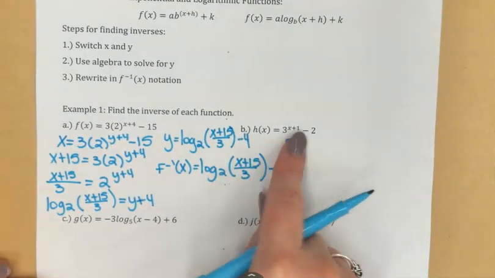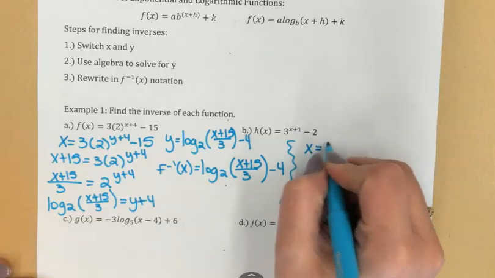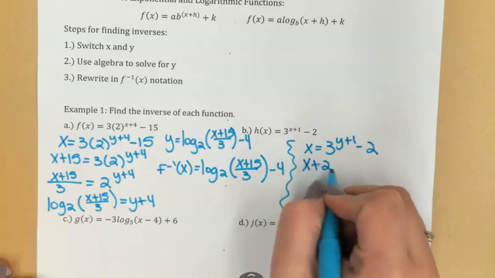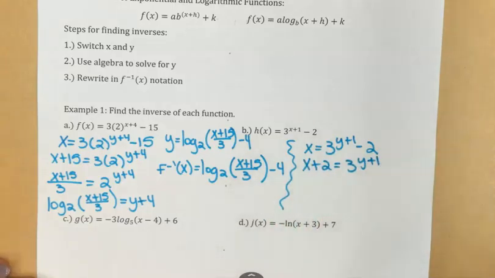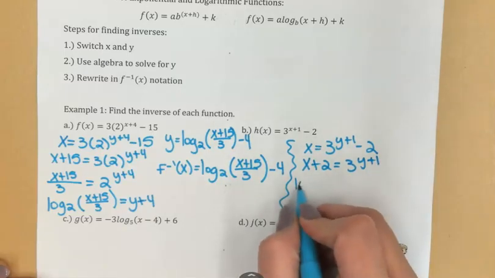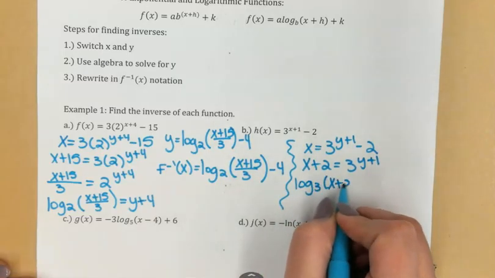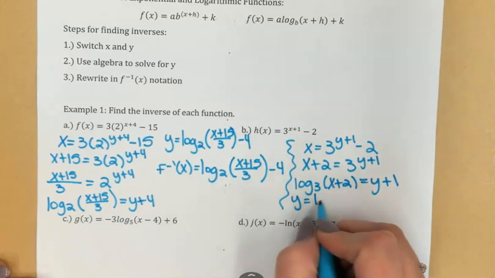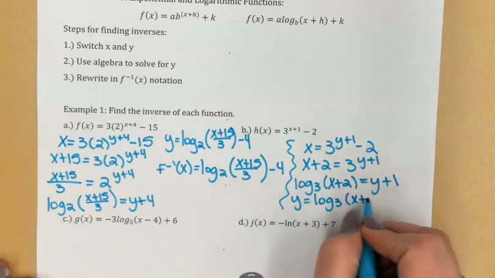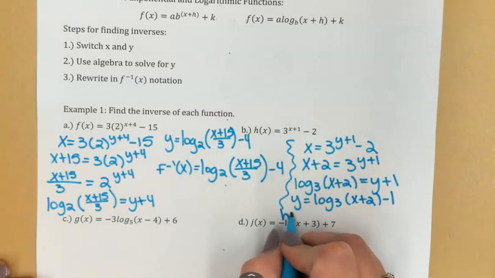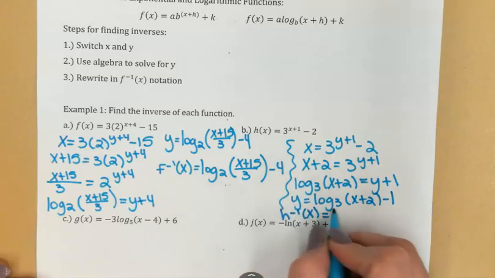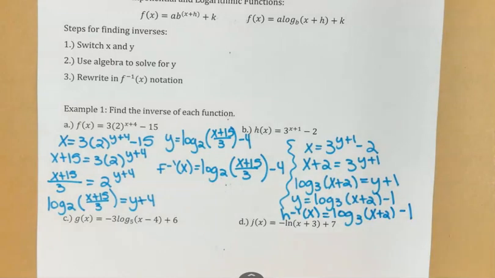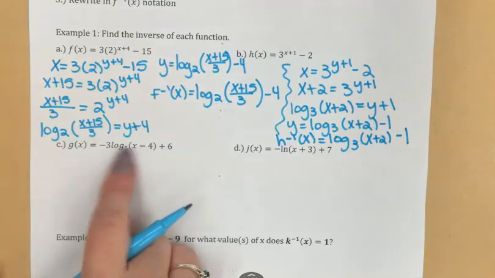Moving on to b, again I'm switching my x and my y, so x is going to be equal to 3 to the y plus 1 minus 2. So I'm going to add 2 to both sides. Now my exponential is by itself, so I'm going to rewrite it as a log. This will be log base 3 of x plus 2 equals y plus 1. So my last step is going to be to subtract that 1. And in function notation, this will be h to the negative 1 of x equals log base 3 of x plus 2 minus 1.